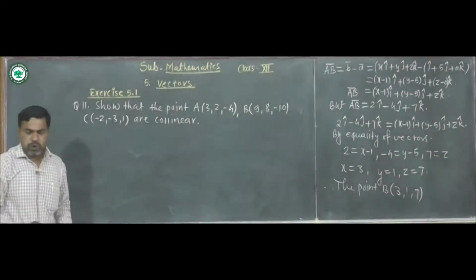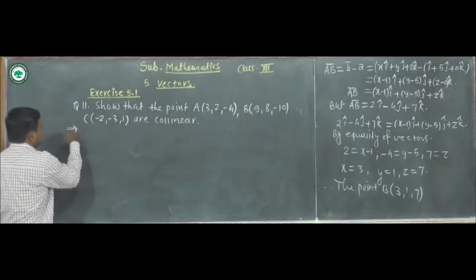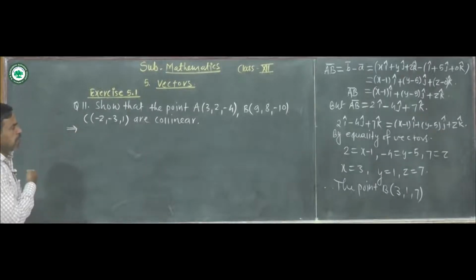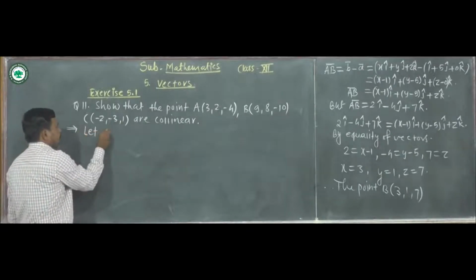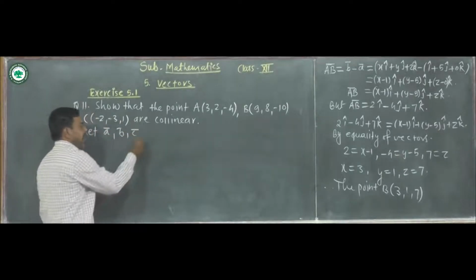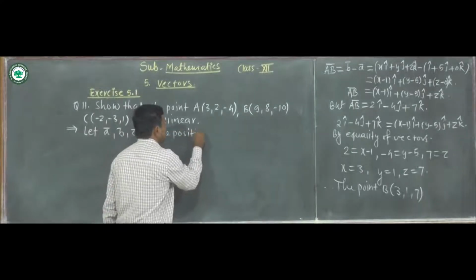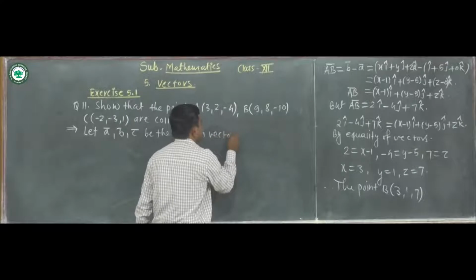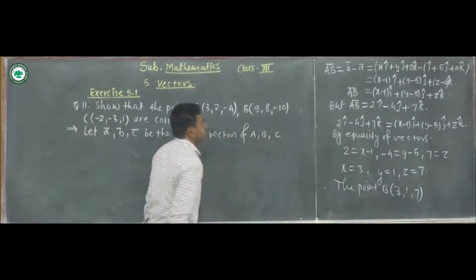See here, we have to show that these 3 points are collinear. It means we have to show that these 3 points lie on the same line. Let a bar, b bar, c bar be the position vectors of points A, B, C respectively.